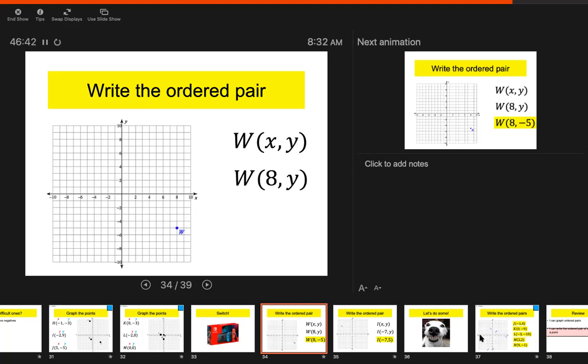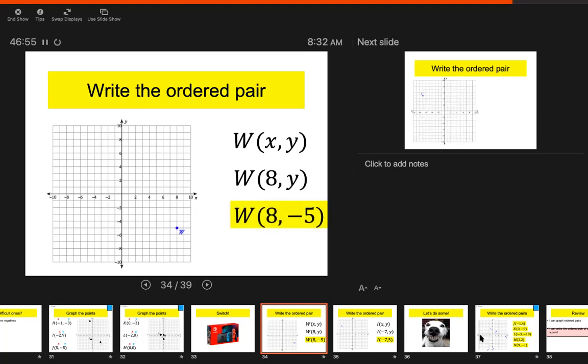Just be careful. If you're going to make a mistake, you're going to leave off a negative. You go down, negative. If you go left, negative. If you go up, positive. If you go right, positive. You said down five, so I don't put five, I put negative five.